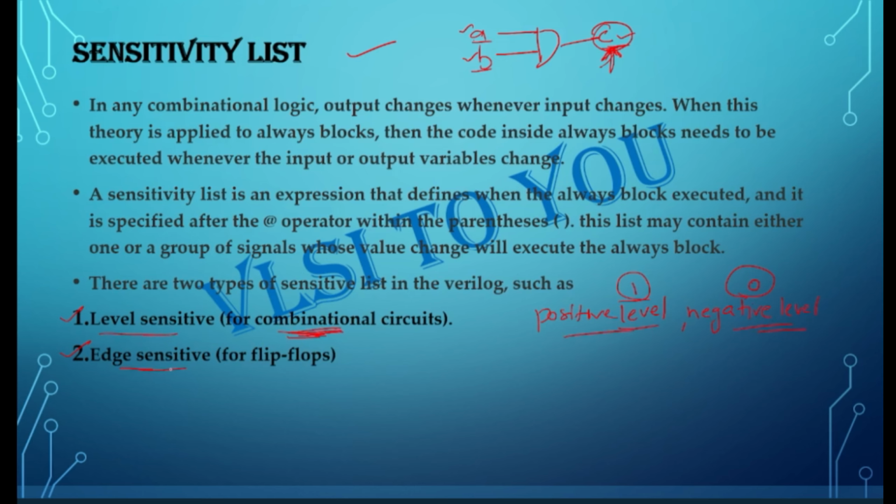The second one is edge sensitive. Edge sensitive means posedge or negedge. Where will you see posedge and negedge? While designing flip-flops, that is, sequential circuits. So basically, level sensitive is used for combinational circuits, and edge sensitive is used for sequential circuits. You can just remember it like that.